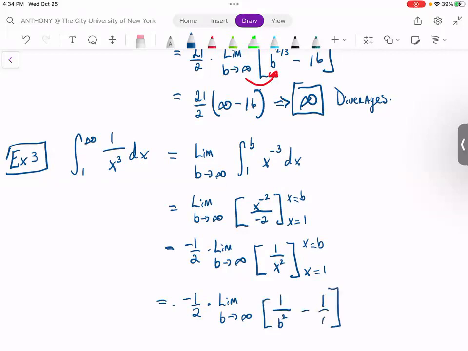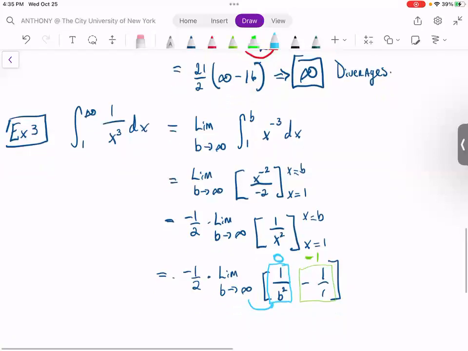Now we know what 1 over 1 is, that's just 1, so this piece here is just negative 1. Now, if I look at this piece, when I plug in infinity for b, we're going to get 1 over infinity squared. 1 over infinity squared is 0. So look inside your bracket. If you have 0 minus 1, 0 minus 1 is what? Negative 1. So now this is going to equal negative 1/2 times negative 1.